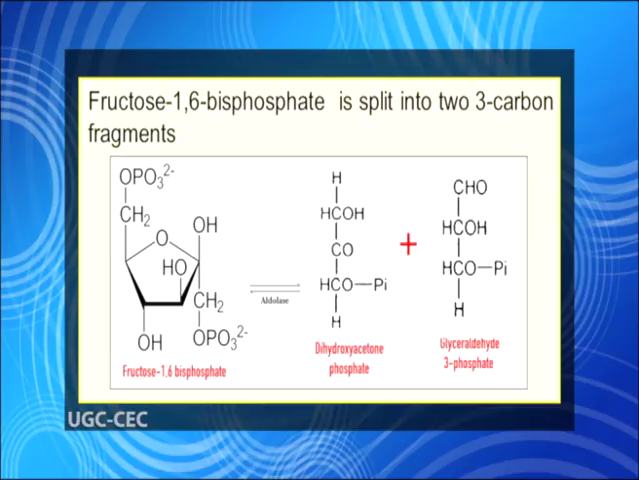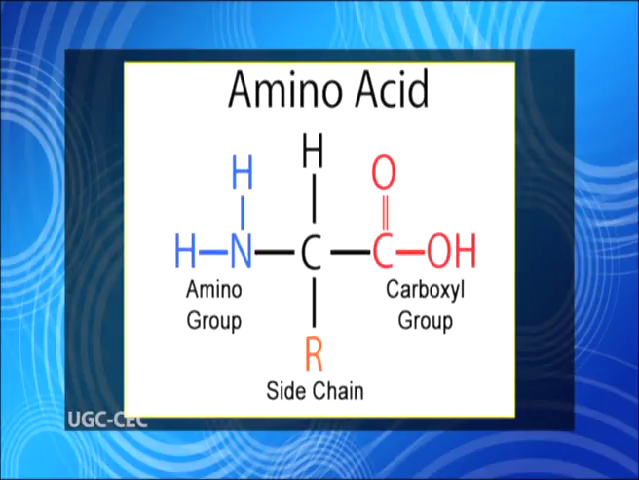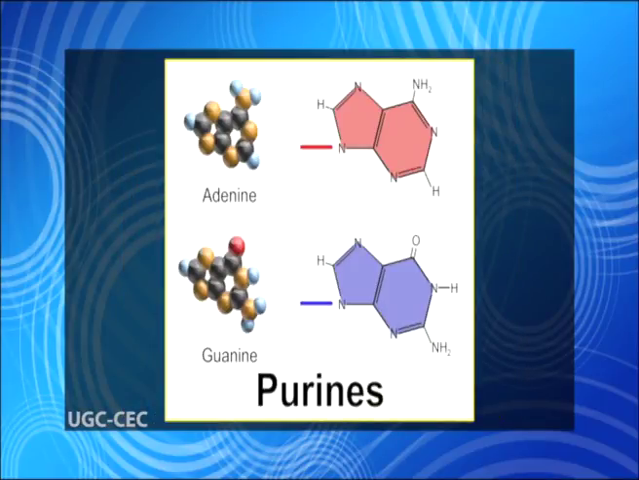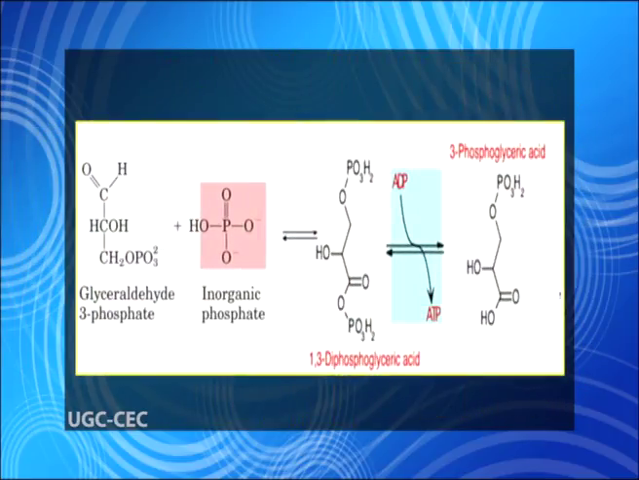Fructose 1,6-bisphosphate is then broken into two molecules of 3-carbon fragments, one called glyceraldehyde 3-phosphate and the other called dihydroxyacetone phosphate. Both are tautomers of each other and serve as precursors for the biosynthesis of different biomolecules like amino acids, purines, etc. Glyceraldehyde 3-phosphate is converted into 1,3-diphosphoglyceric acid through the addition of an inorganic phosphate.